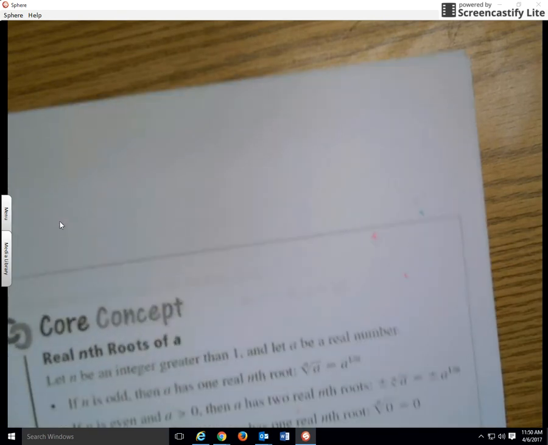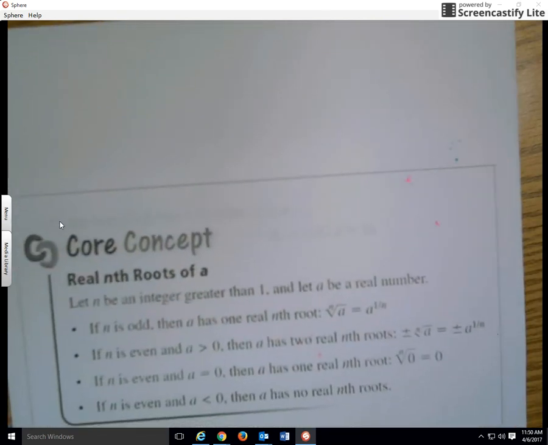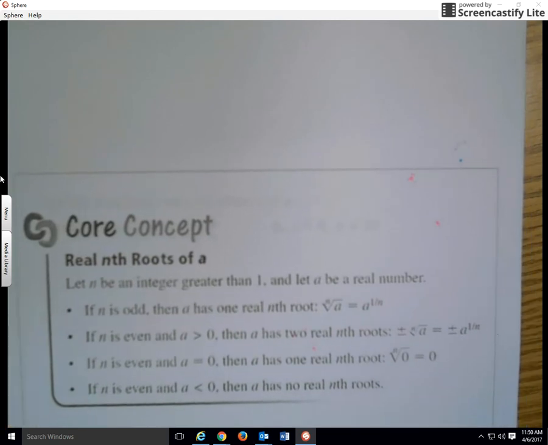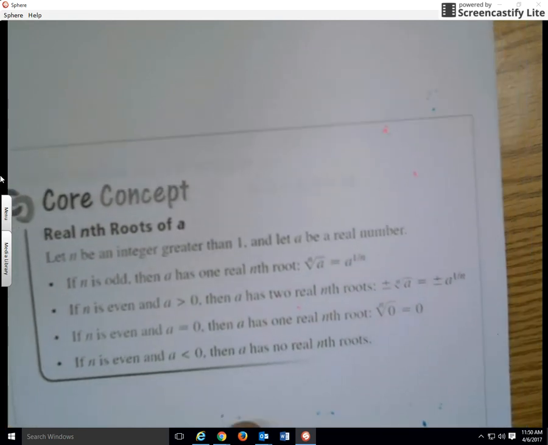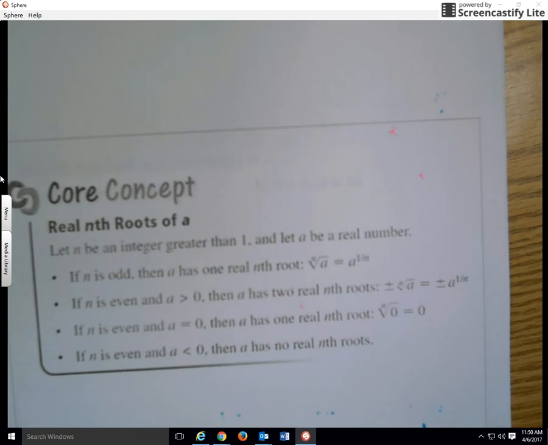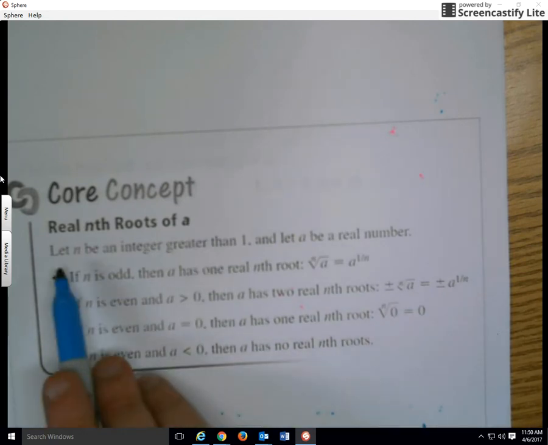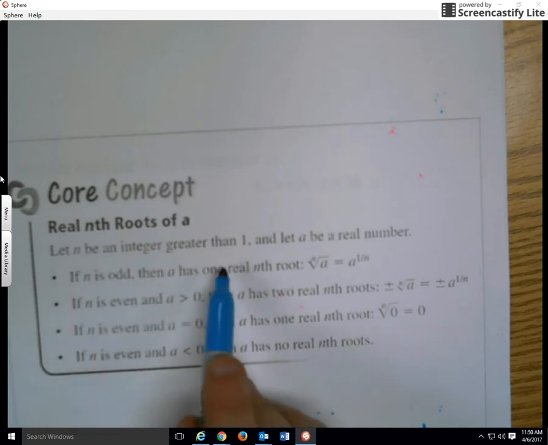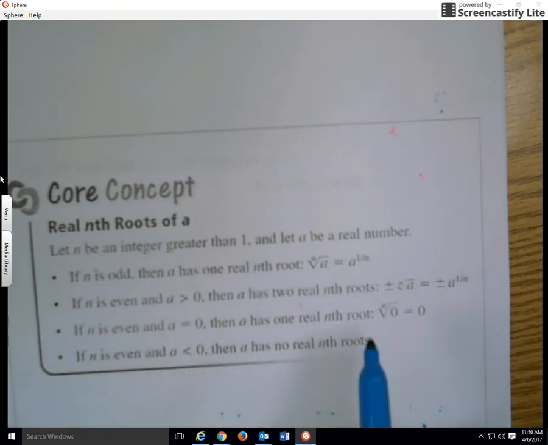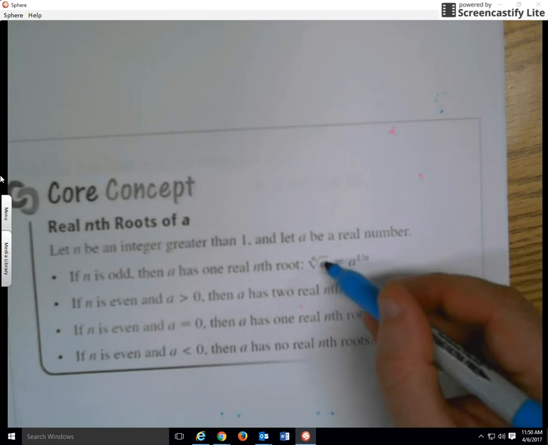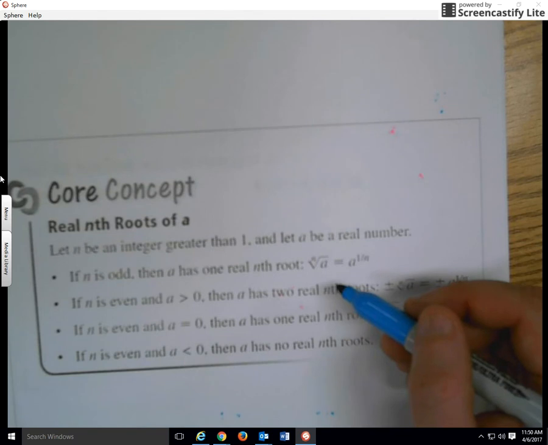Let's go over some rules here, and then we'll illustrate it, and then you will have a turn. Okay, so the core concepts. Real nth roots of a, where a is just a number. Okay, so let n be an integer greater than 1, and let a be a real number. So this a is going to be a real number, and this n is going to be an integer that's greater than 1.